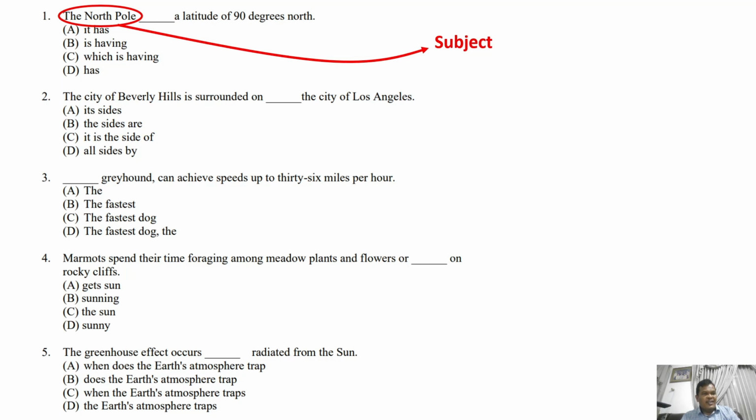First one, we have the North Pole. And you see that there is one of the indicators of a noun phrase, so the North Pole is the subject. Now let's find out whether there is a predicate in this sentence. No predicate. We cannot find a predicate in this sentence. When there is no predicate, it means that the answer must contain a predicate. And a predicate must be verb 1, verb 2, or an auxiliary verb.